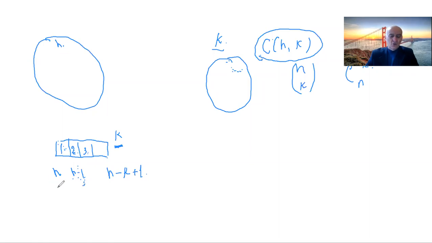Okay, so now we will use product rule, and number of all possible ordering of k element from set of n element is going to be n times n minus 1 times n minus k plus 1.